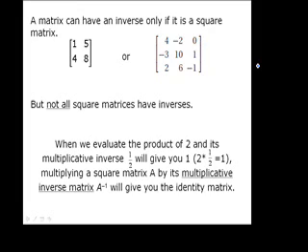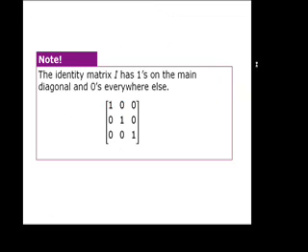So if we multiply a square matrix, say A, by its multiplicative inverse matrix A to the power of -1, which just means the inverse of A, that will give you the identity matrix. Well, what is the identity matrix, you ask? Well, it is a matrix where it has ones on the main diagonal, starting from the top left going to the bottom right, and it has zeros everywhere else.